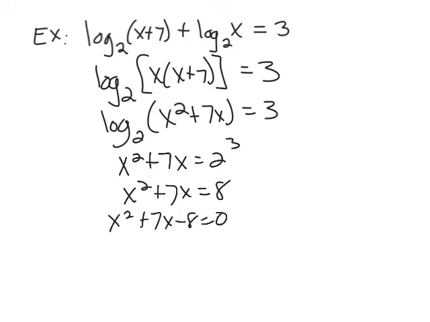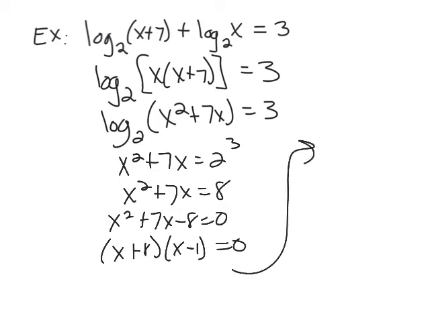So there we have that. (x + 8)(x - 1) = 0. I'm going to move over here, and when I solve, I get x = -8 and x = 1. So now we have to check for negative arguments.